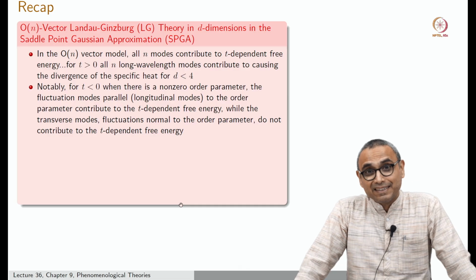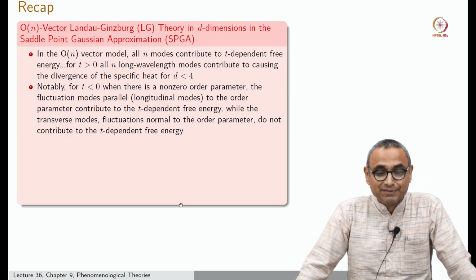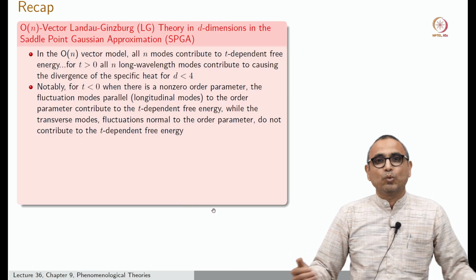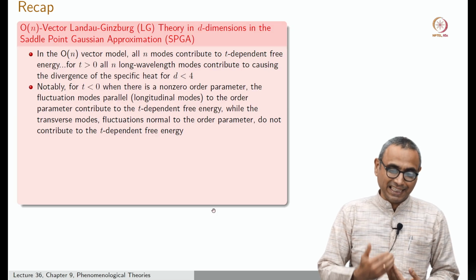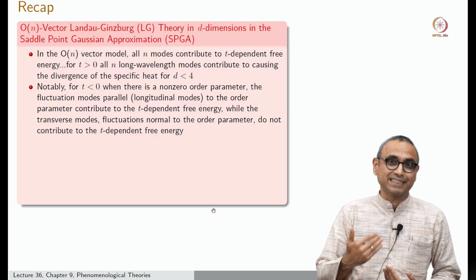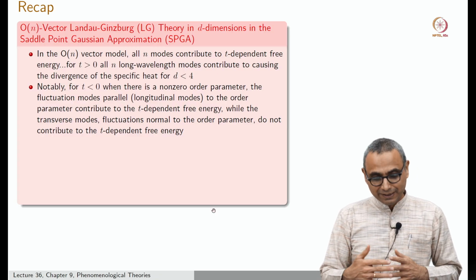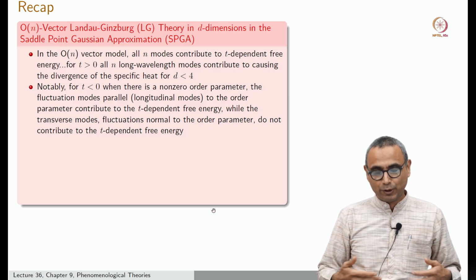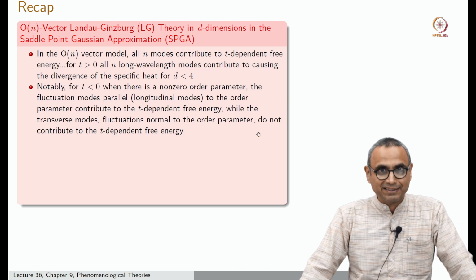When t is less than 0, namely you are in the broken symmetry phase, we observed that there are two types of fluctuations. Ones that are longitudinal, in the sense that there are fluctuations in the same direction as the order parameter that has developed, and the others are transverse. And we noticed that the transverse modes do not contribute to any temperature dependent thermodynamic quantities.